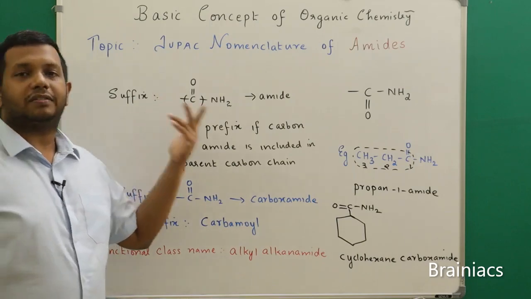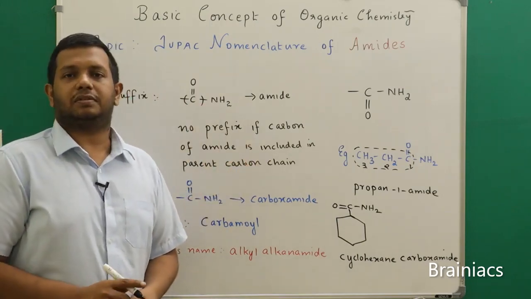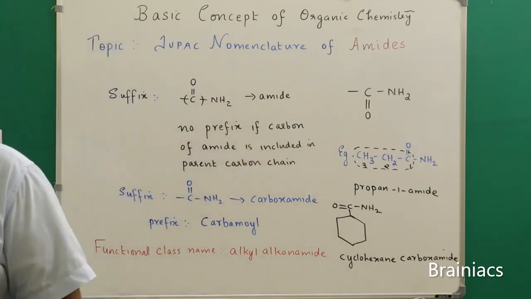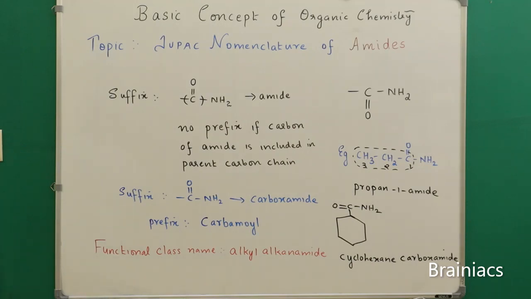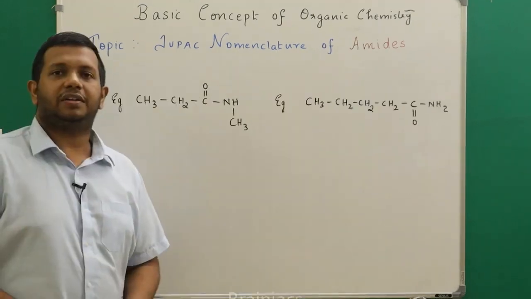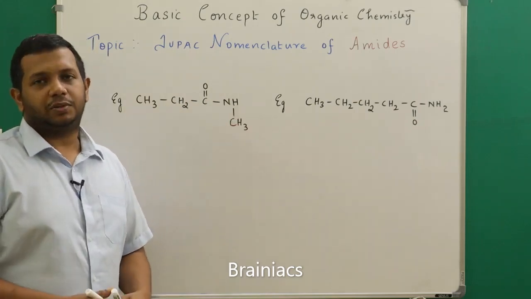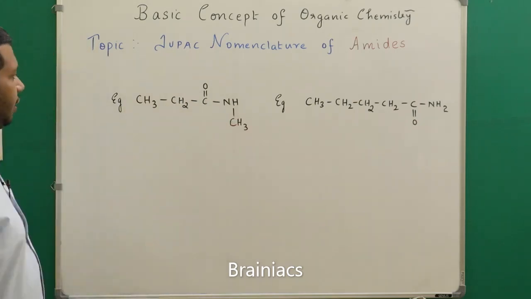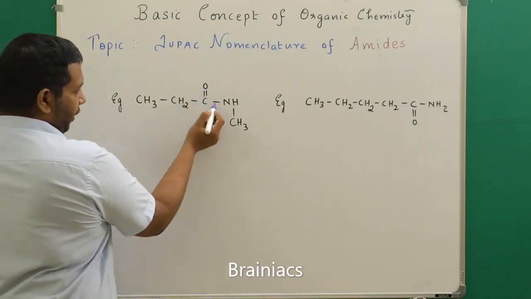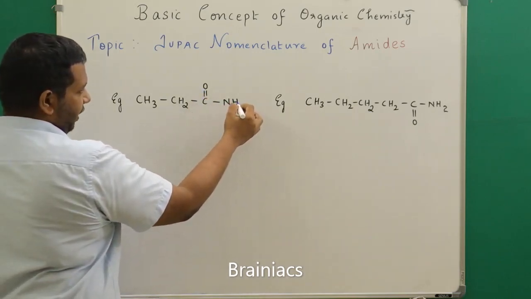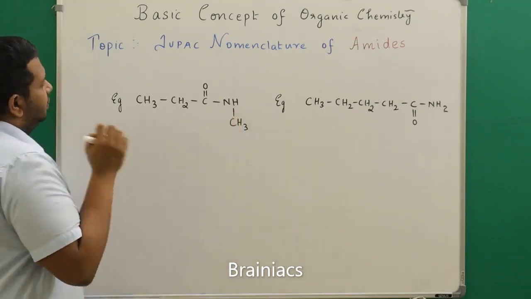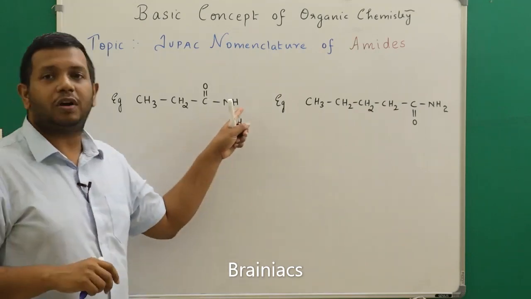Now we will see more examples from this particular class. Hi dear students. So I hope you could see both examples here. Let's try to see how to solve this. The first one, you could see C double bond O NH2. So instead of one hydrogen, a methyl group is added by replacing one hydrogen atom.